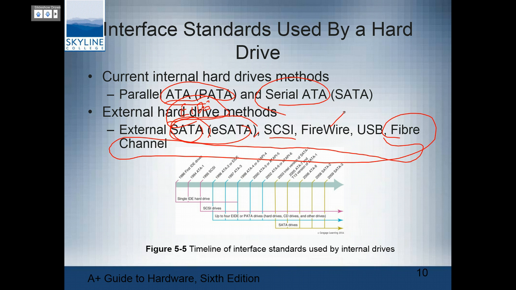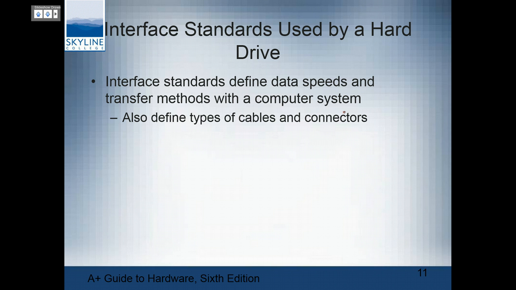SCSI is one of those. If you get into it, there are 4 or 5 different types. You've got SCSI, wide SCSI, ultra SCSI, ultra wide SCSI, and it just goes on and on. Each of them is going to do things a little bit differently. Interface standards define the data speeds, and define the types of cables and connections.